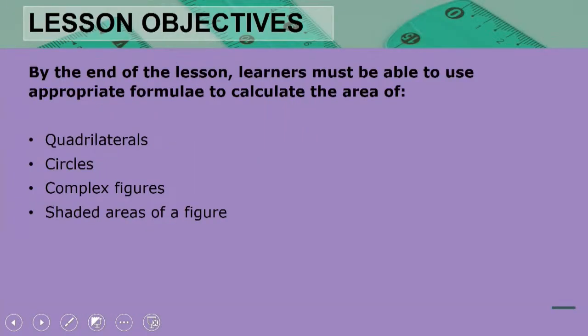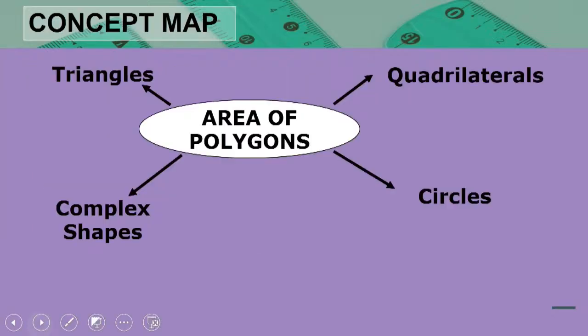Let's look at the lesson objectives for this lesson. So by the end of the lesson, learners must be able to use appropriate formula to calculate the area of quadrilaterals, circles, complex figures, and the shaded areas of a figure.